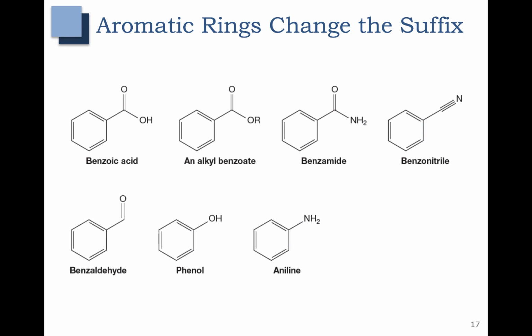Don't forget that if you have any rings involved, they tend to change the suffix even further. So carboxylic acids attached to a benzene become benzoic acids. Esters become benzoates. If you had a methyl group for the R group, it would become a methyl benzoate. Amides become benzamides. Nitriles become benzonitriles. Aldehydes become benzaldehydes. And then, of course, alcohols become phenols, and amines become anilines. You don't have to know these, but this is a heads up in case you do see them.